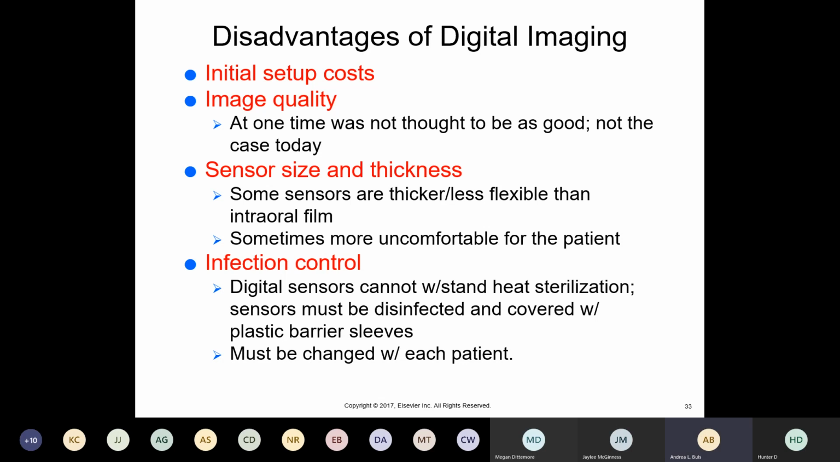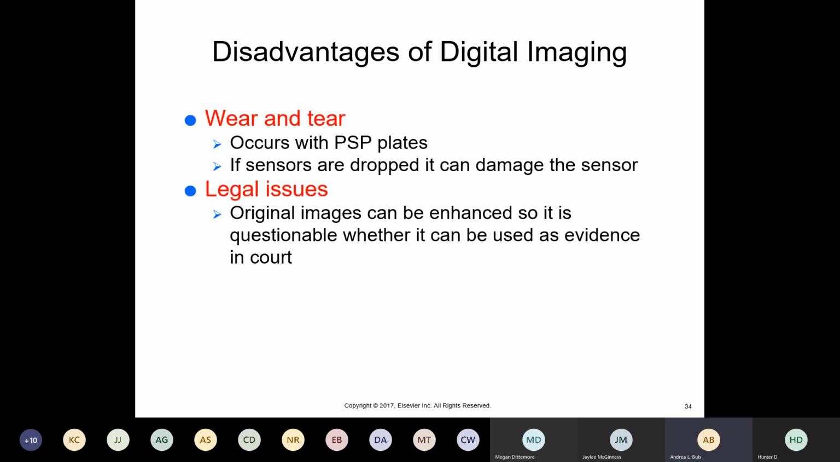With PSP plates, the wear and tear, those have to be replaced. With sensors like we use, if you drop them, that's why I have those little clips to clip them either to the patient or the lead apron, so that if you do drop a sensor, it only goes so far, it won't hit the floor. You can cause what's called dead pixels, and we have one in our clinic that we were using for practice, but in every single image it had a white dot. That was an area where it was a dead pixel. It would no longer receive the energy from the x-ray, and it was just a white dot on every single image. So we want to make sure we don't ruin our sensors by dropping them.